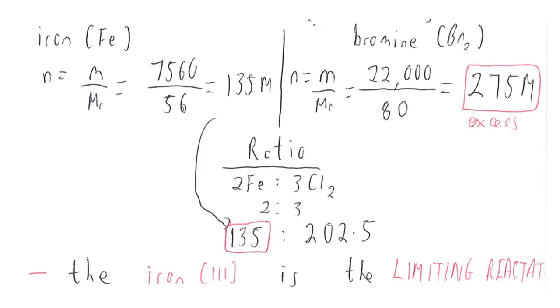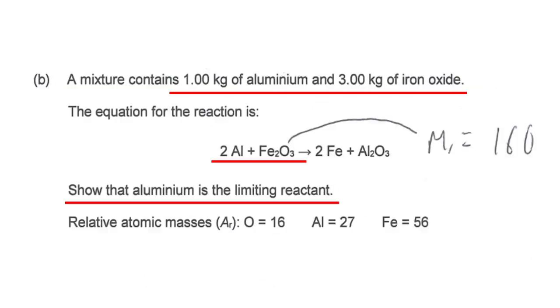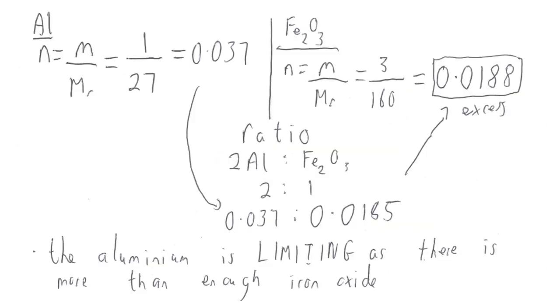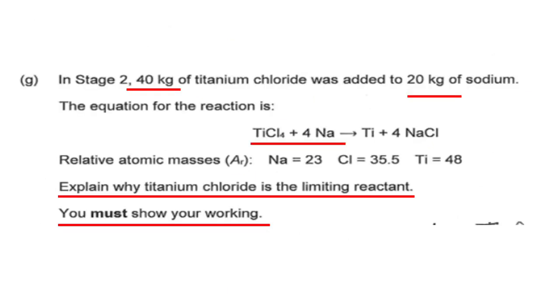So it is clear from this that the iron is in excess, so the bromine is the limiting reactant. Here's a real life exam question. Show that aluminium is a limiting reactant and it's got a ratio. So you find the number of moles of aluminium and the number of moles of iron oxide: 0.037 for aluminium, and you divide by 2, multiply by 3, 0.0185. But you had 0.0188 moles, so therefore the aluminium is the limiting reactant.